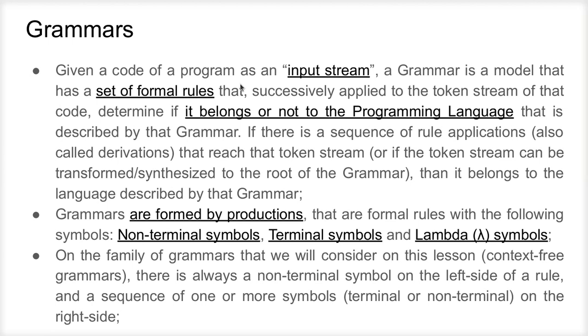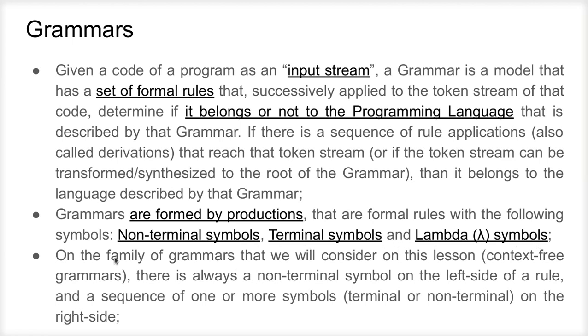Given a code of a program as an input stream, a grammar is a model that has a set of formal rules that, when successfully applied to the token stream of that code, determine if it belongs or not to the programming language that is described by the grammar. If there is a sequence of rule applications, also called derivations, that reach that token stream, or if the token stream can be transformed or synthesized to the root of the grammar, then it belongs to the language described by that grammar. Grammars are formed by productions, which are formal rules with the following symbols: non-terminal symbols, terminal symbols, and lambda symbols.